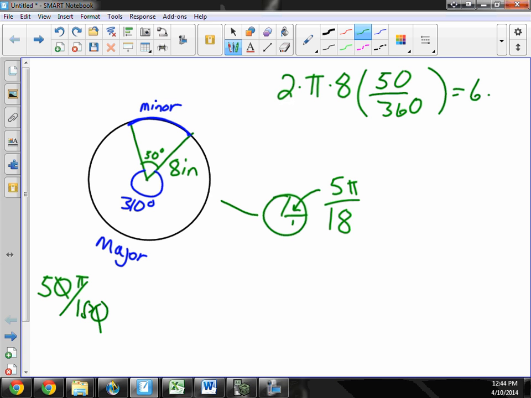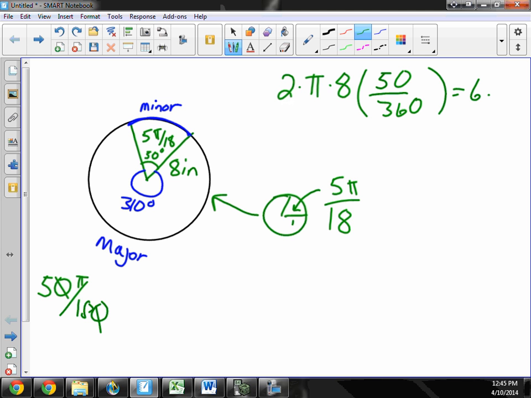Well, what's the difference between those two pizzas? Well, the angles are the same, right? Both of these angles are 5 pi over 18, but what's the difference? The bigger pizza is 8 times bigger than the small pizza. So to find the arc length of the bigger pizza, all we need to do is times the arc length of the smaller pizza by 8.